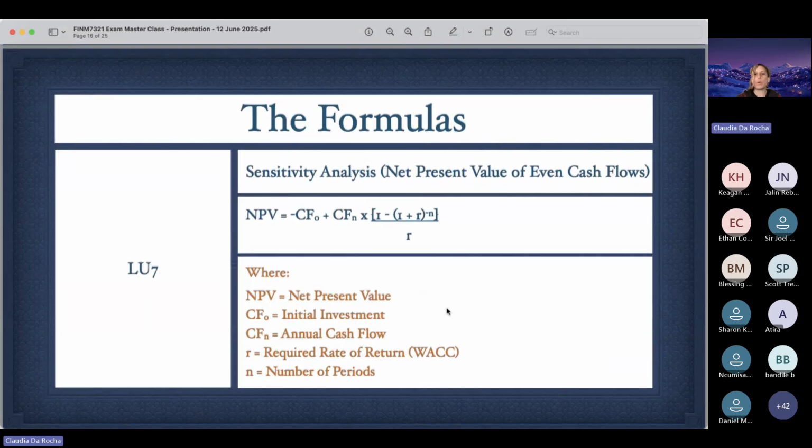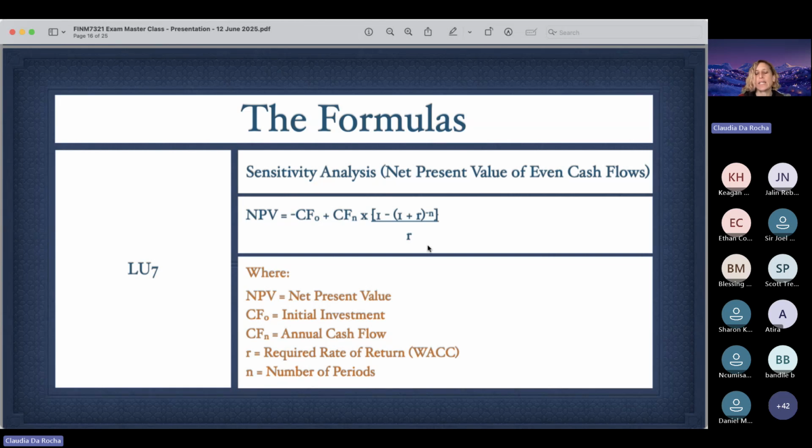Right. Then now we have our net present value of even cash flow. So this is when our cash flows are not mixed. They're the same. They repeat. So it's actually an annuity. It's an initial investment plus an annuity. So the formula is slightly different.